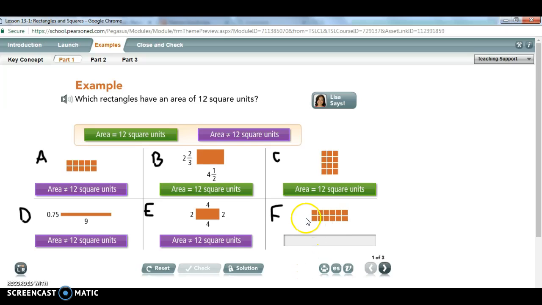And last but not least, F, we have 1, 2, 3, 4, 5, 6 for our base, and 1, 2 for our height. 6 times 2 is 12 square units. So half of them, A, D, and E, were not equal to 12 square units, and the other half, B, C, and F, were equal to 12 square units.